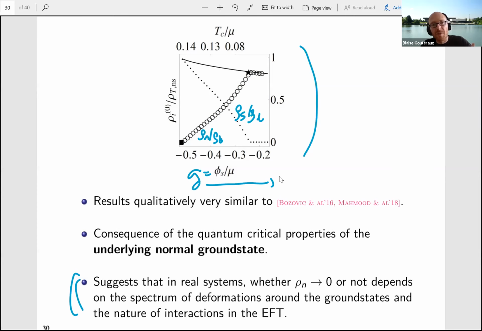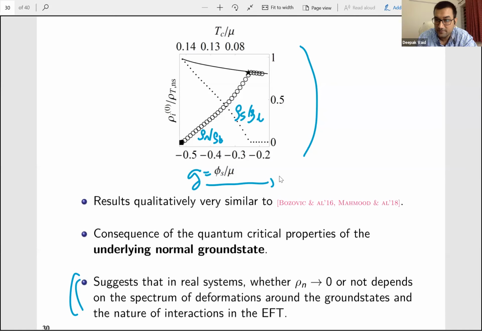You should simply take this seriously as showing how varying an external coupling can affect the quantum critical properties of the underlying ground state. And this is really what we're trying to do here.